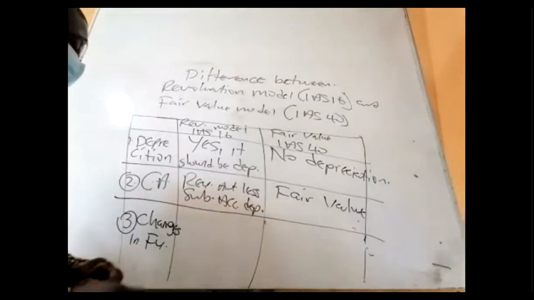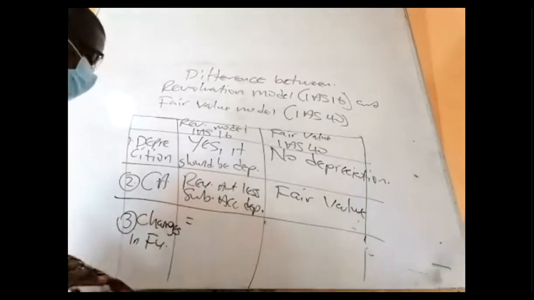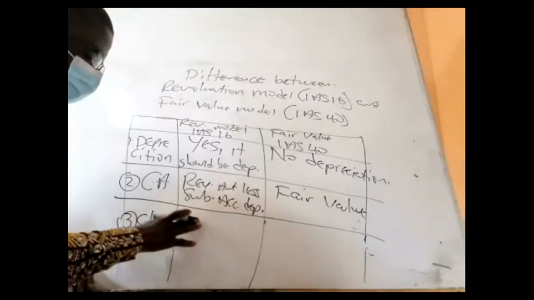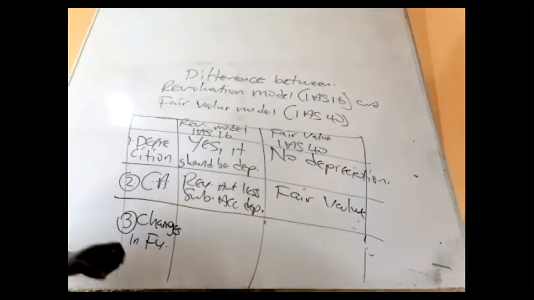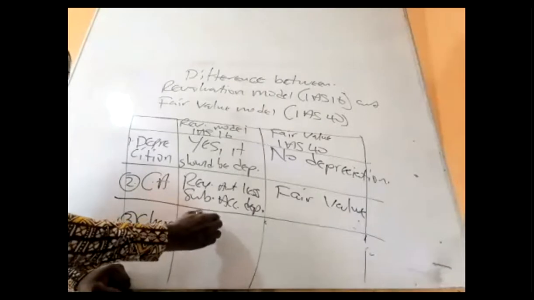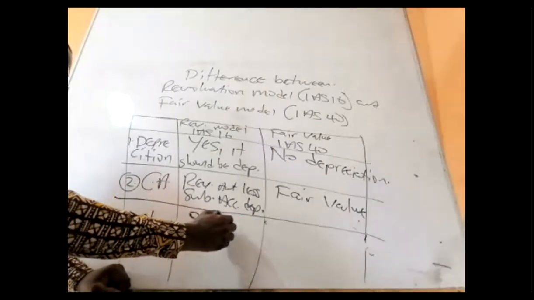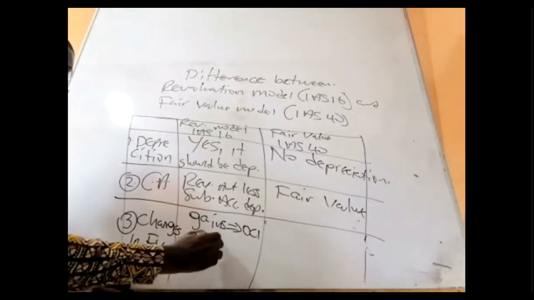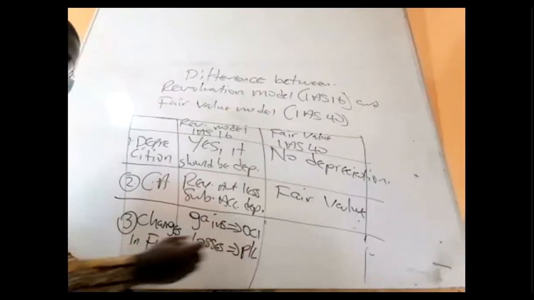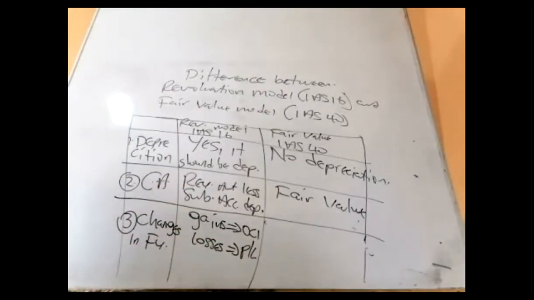Now, changes in the fair value. Under the revaluation model, we report gains. Gains move to OCI, and losses move to the P&L. So under that, gains are reported in the OCI, and the losses are reported in the P&L. That is all. So revaluation gain is reported in the OCI, other comprehensive income. Losses are reported in the P&L.